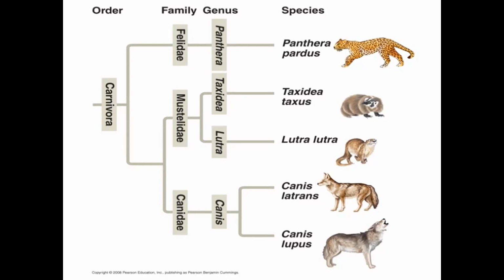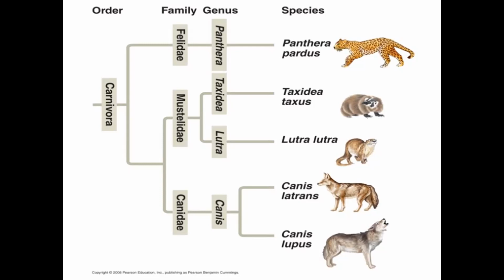Let's look at the leopard. The leopard goes its own route. We call this a lineage. It's going to be family Felidae, which means cat, genus Panthera, which means big cats. Ironically enough, an actual panther is not called Panthera. And then we have the species, which is Pardus, Panthera pardus, italicized. Down here, we go this way.